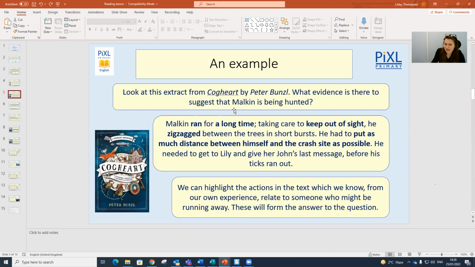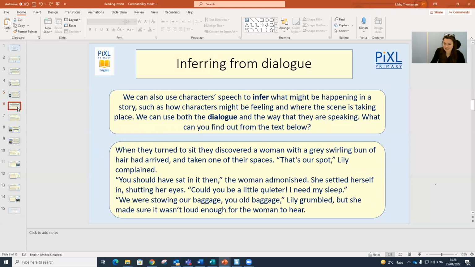So we've actually highlighted all of Malcolm's actions there because that gives us clues about what suggestion the author is making. And we can see here he's being hunted because he ran for a long time. He's trying to keep out of sight. He's zigzagging between the trees. So it's clear that he is hiding. And the actions tell us that.